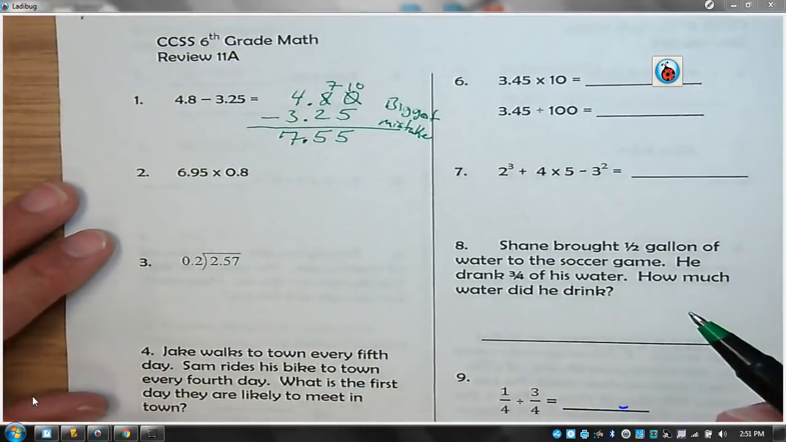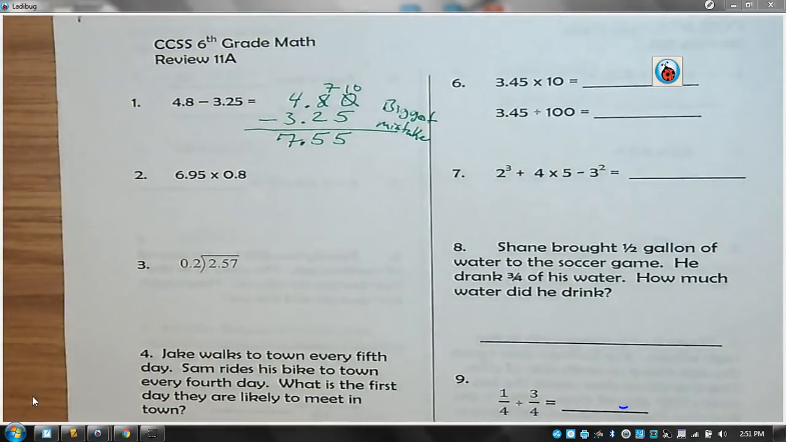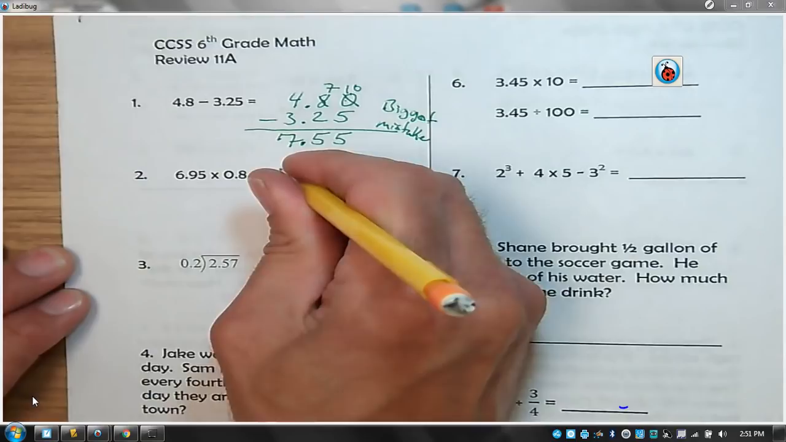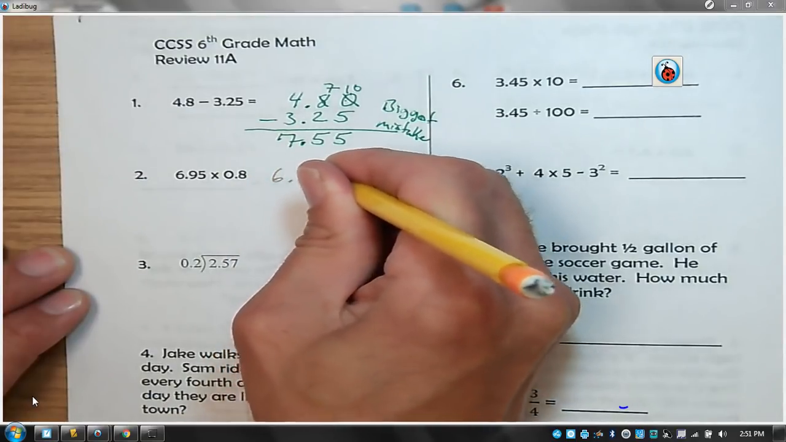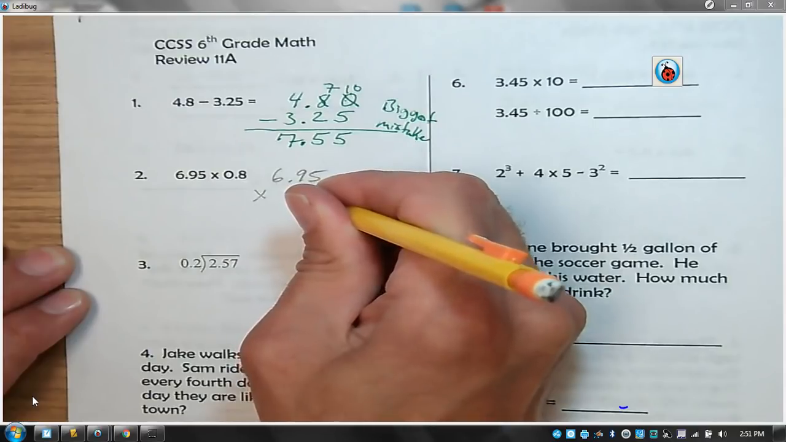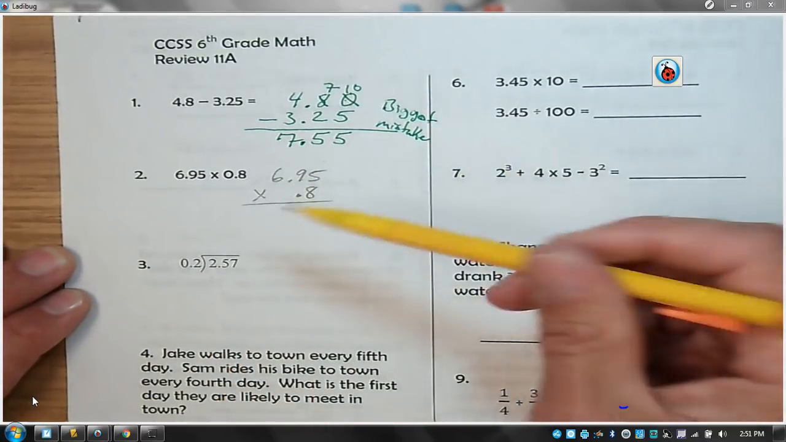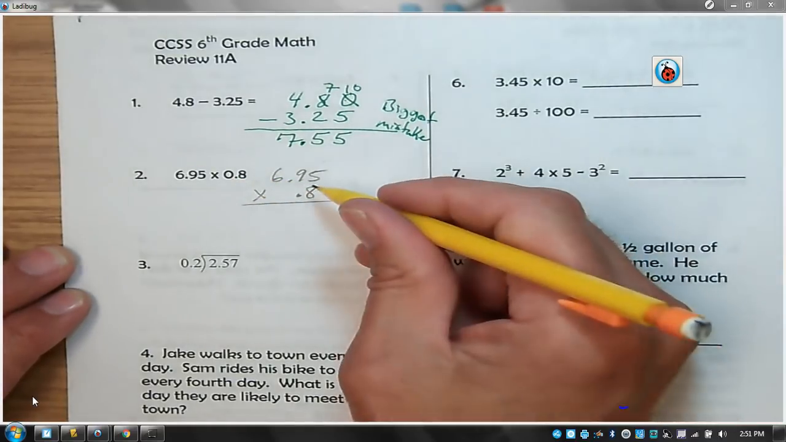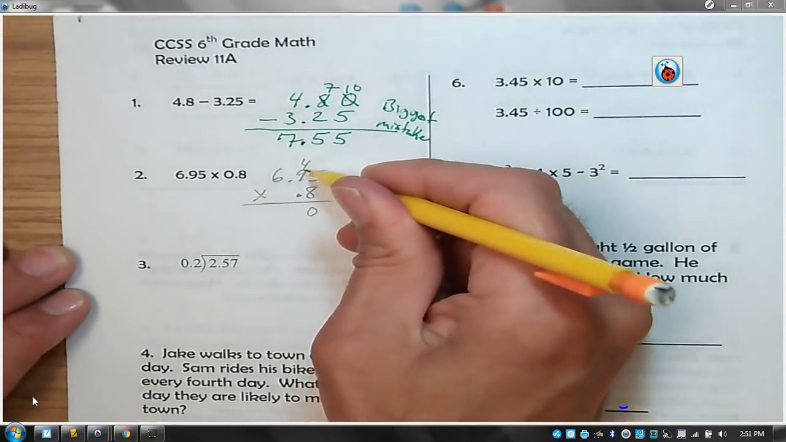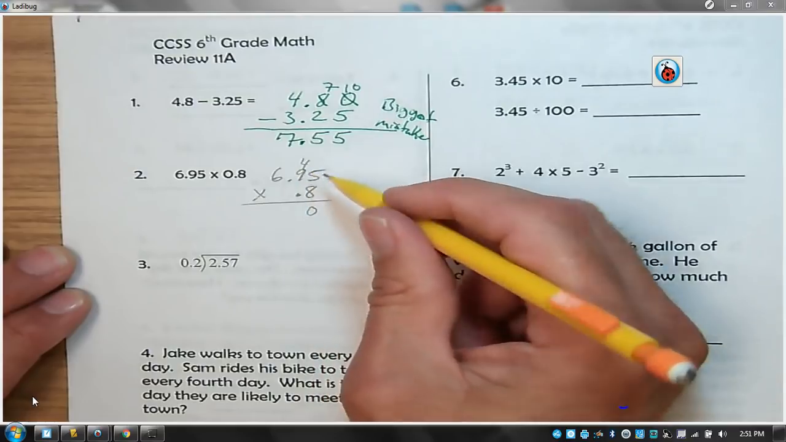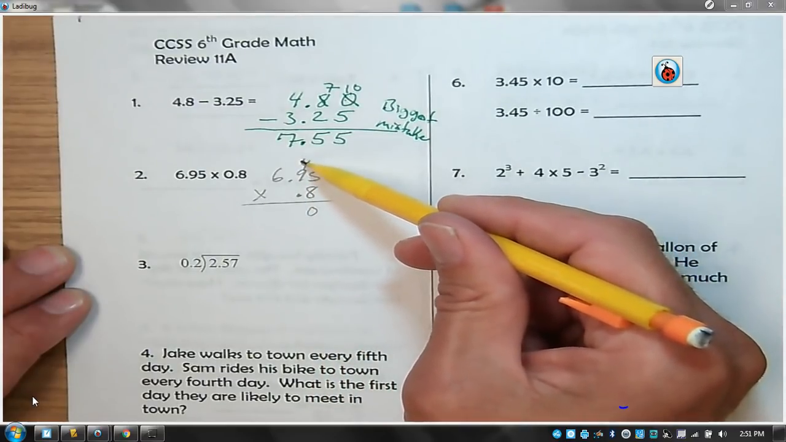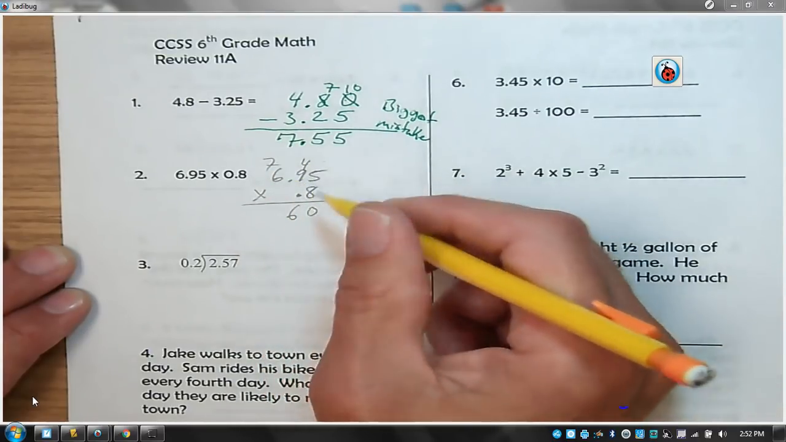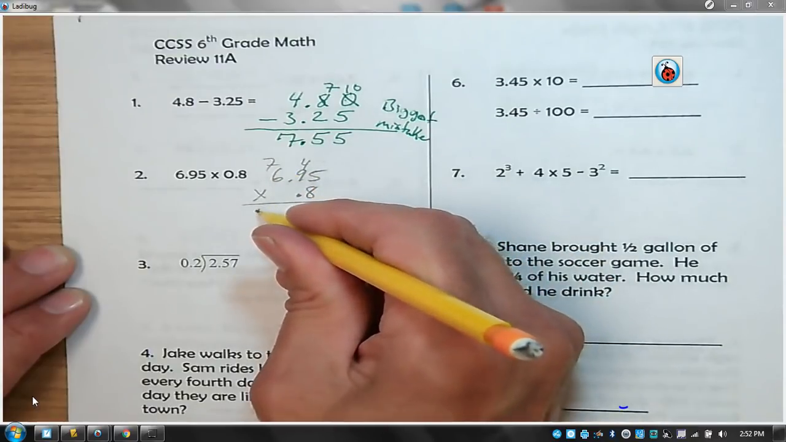Alright, here we go. Number 2. Number 2 is just like last week's math problem. It is multiplication. In this case, we do not line up place value. So 6.95. And we multiply that by 0.8. And I do not use that 0 because 0 means nothing, and I just don't want to waste my time with a 0. So 5 times 8 is 40. 9 times 8 is 72 plus 4 more. Here's a little trick. 4 more, so 73, 74, 75, 76. And 6 times 8 is 48. And 48 plus 7 more is 55.